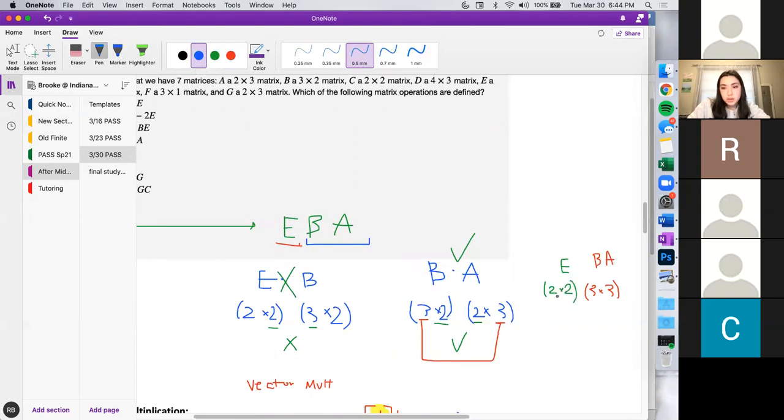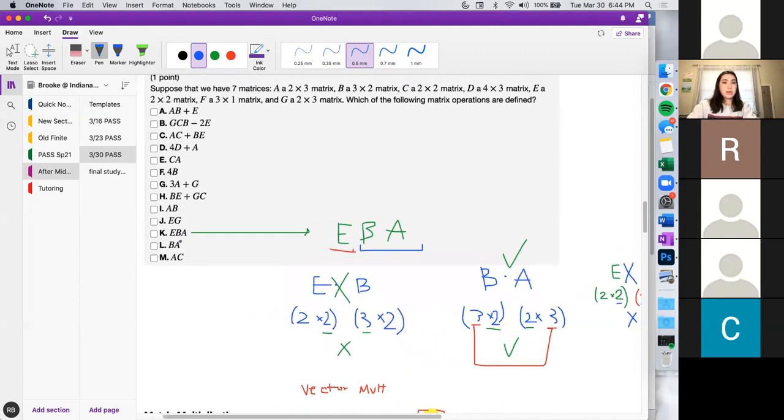And as you can see here, these inner numbers are different, which means I cannot take E times BA. So this whole thing is not going to be defined. Does that make sense?